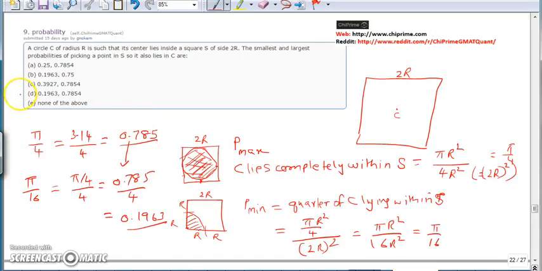And that we see is option D, 0.1963, 0.7854. So there you have it. That's how you solve this problem.